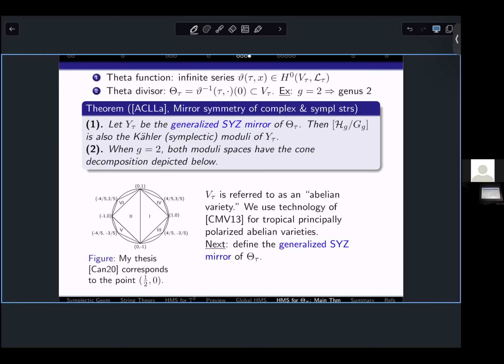And then your mirror is always going to be a Landau-Ginzburg model for energy. Yeah, it's always a Landau-Ginzburg model.